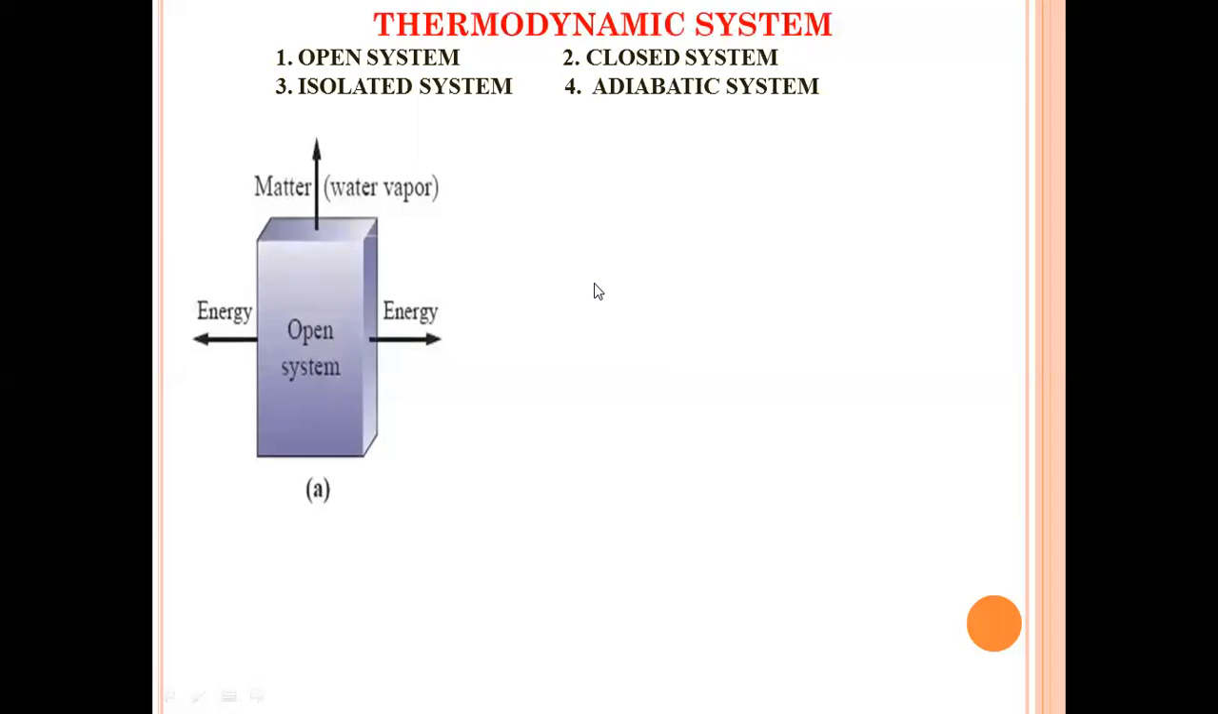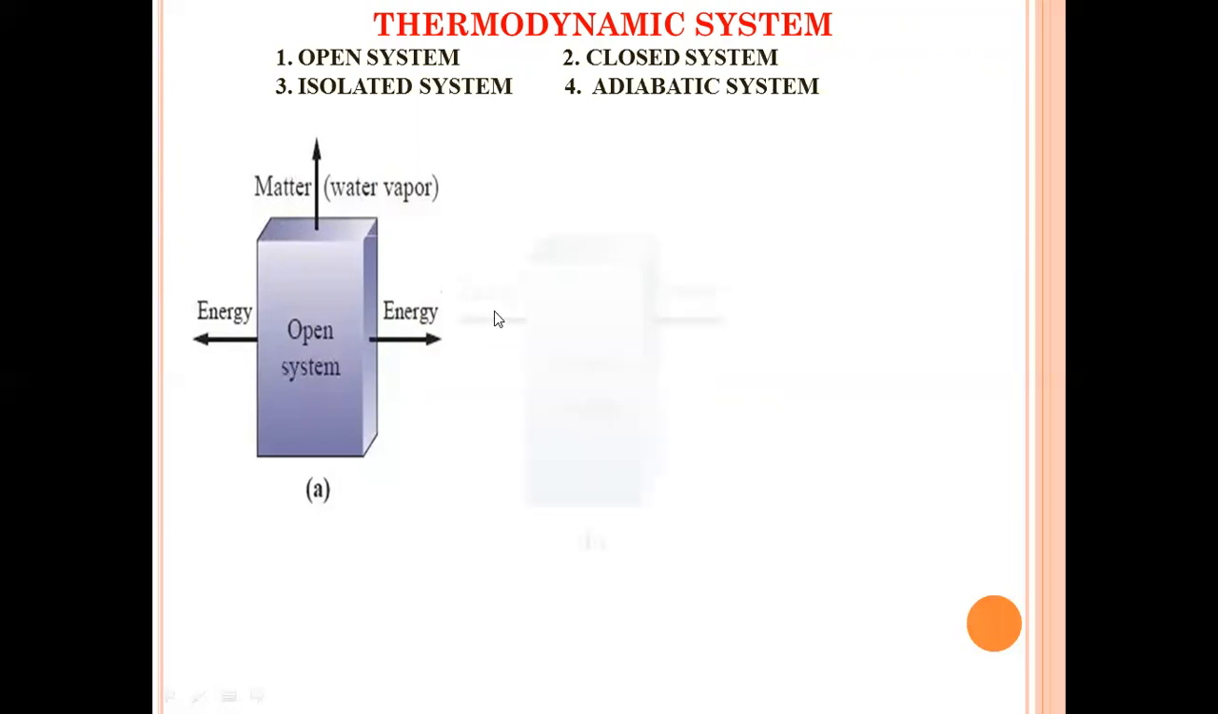Thermodynamic systems. Thermodynamic systems are classified in four different categories: open system, closed system, isolated system, and adiabatic system. So let us discuss one by one. First one is the open system. An open system is that system in which both mass and energy can cross the boundary of the system. That system is called an open system.